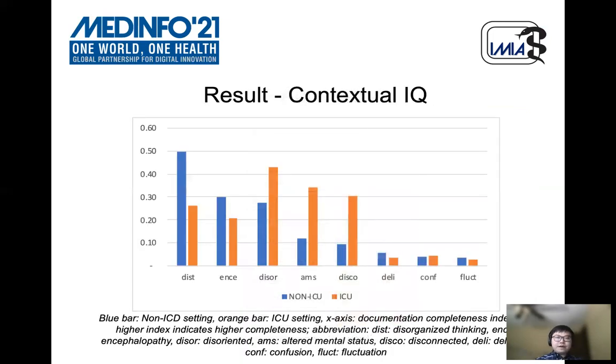The assessment of contextual information quality indicated a high level of variation in the documentation and reporting of the CAM features in both ICU and non-ICU settings. For example, delirium and encephalopathy are more likely to be documented in non-ICU settings, whereas altered mental status is more likely to be documented in the ICU environment.